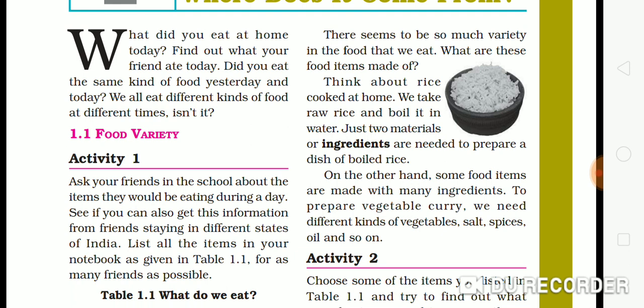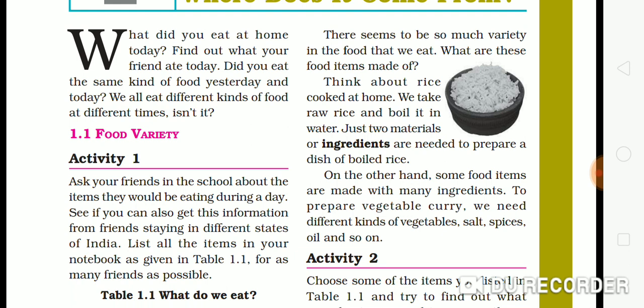Okay, take a picture, and after taking the picture, you just post the picture in the group. Got it? So I'll give one example for you.